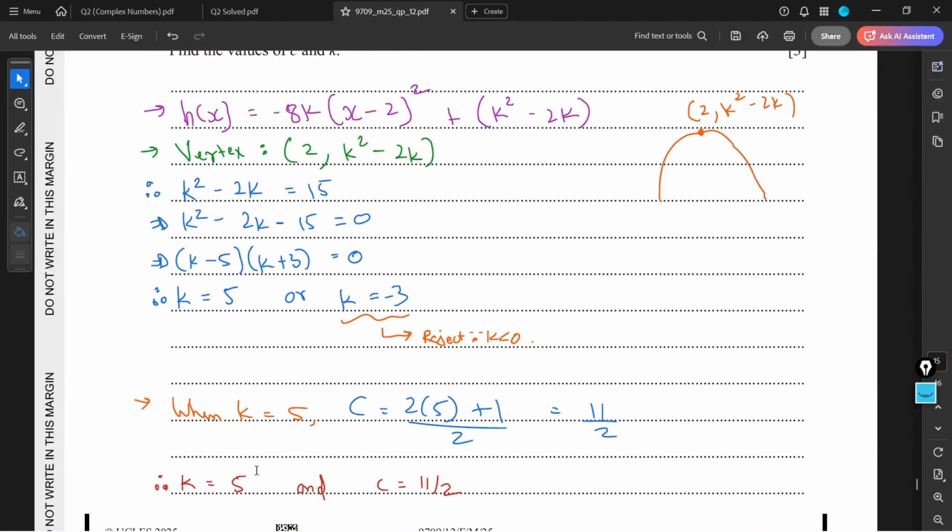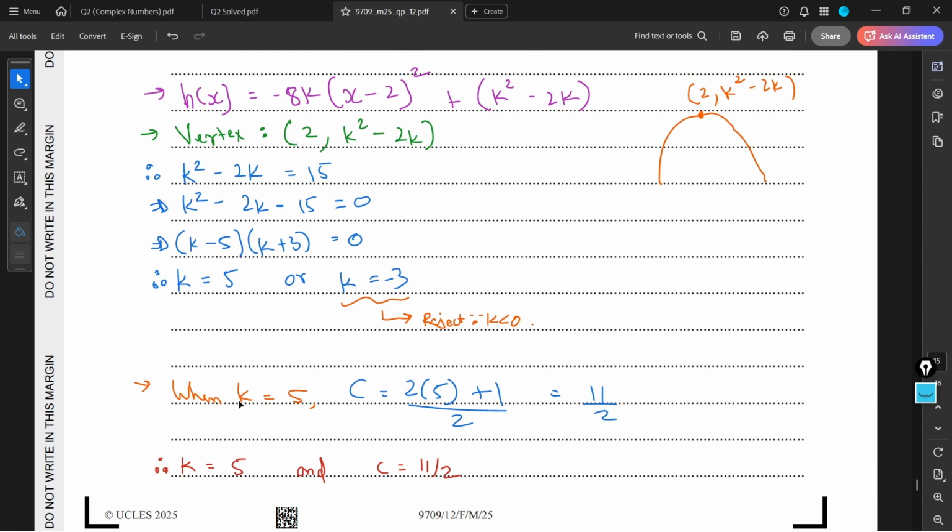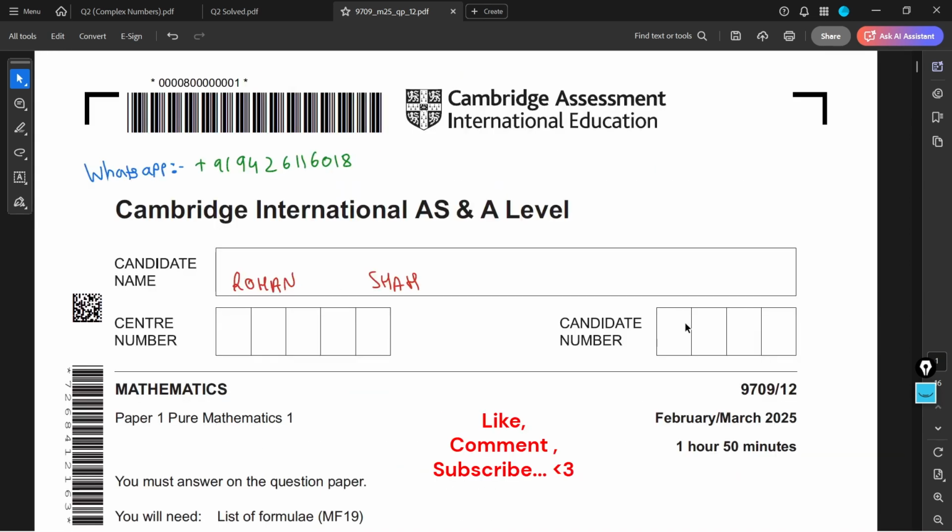And that is exactly what I've done. I've said that when the value of k is equal to 5, c will be equal to (2 times 5 plus 1) over 2, which comes out to be 11 by 2. And therefore, the final solution of this part will be k is equal to 5 and c is equal to 11 by 2.